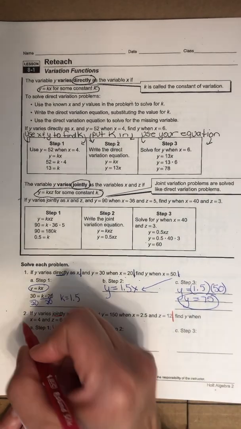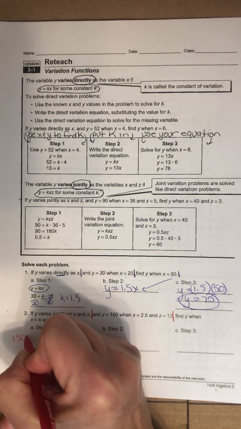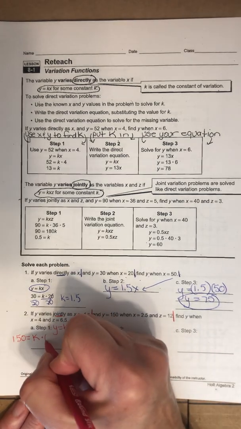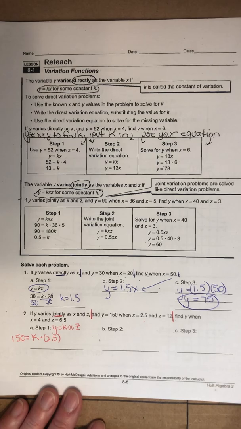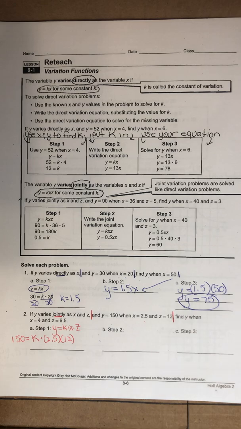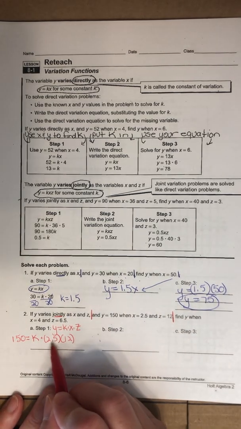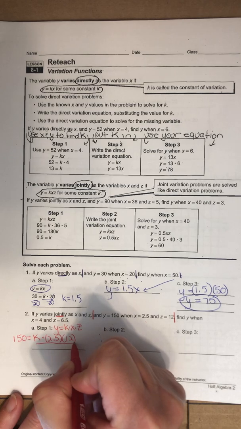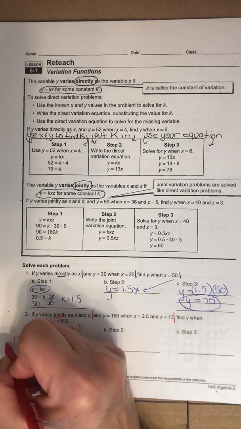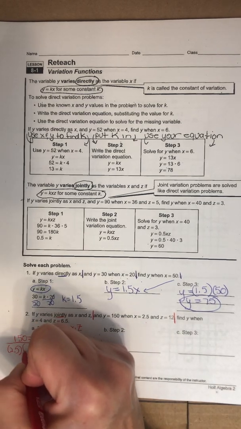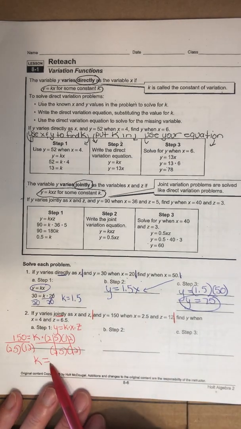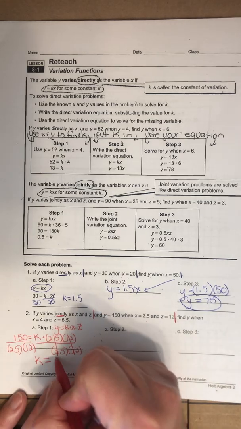For the y, let's put in 150. We are trying to solve for k. For the x, let's put in 2.5. There we go. And for the z, let's put in 12. Here we go. To get the k alone, we could do some math right here, 2.5 times 12, or we could just divide both sides by 2.5 times 12. There we go. And when we use lots of good parentheses in our calculator, we get that k is 3.